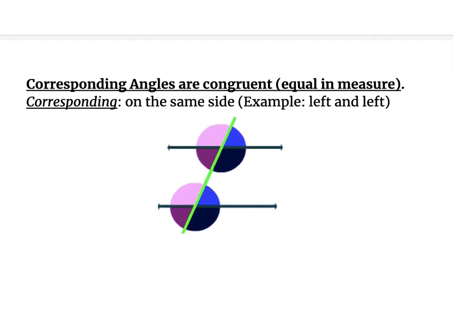The second type of angles that are congruent and created are going to be called your corresponding angles. A lot of times people get these confused with vertical angles, so be very careful. Corresponding means they're on the same side. So for example, one's on the left and the other one's also on the left. Okay?